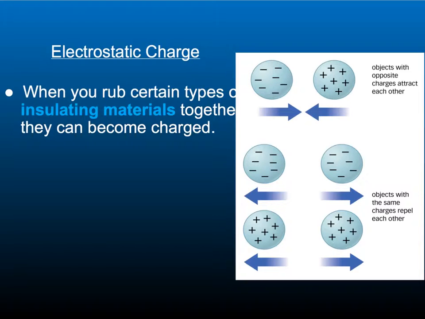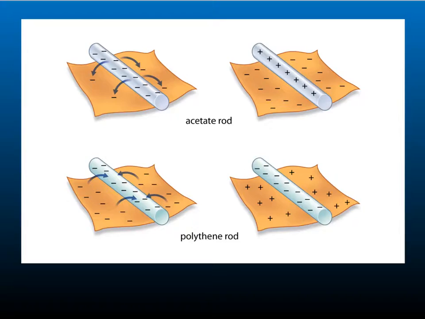If two objects have an opposite charge, they will attract each other. If two objects have the same charge, they will repel each other. The positive and negative charges are caused by the material either losing or gaining electrons.